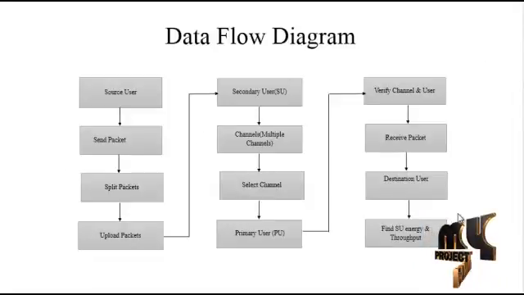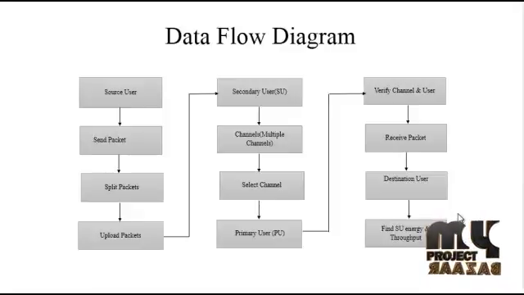In this data flow diagram, the main roles are the secondary user and the primary user. First of all, the source user sends the packet. These packets are split into multiple small packets, and these packets are uploaded into the database. The secondary user checks the packets through the channels, and the channels contain the channel name, protocol, and then the status of the particular channel. So these details are maintained in the secondary user.